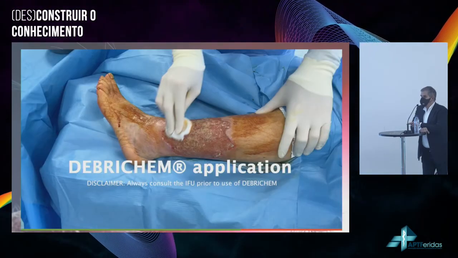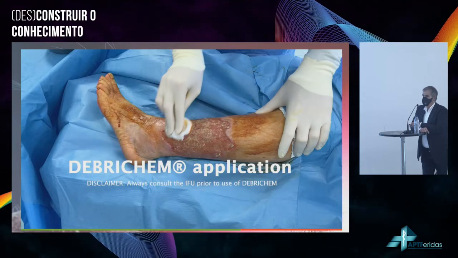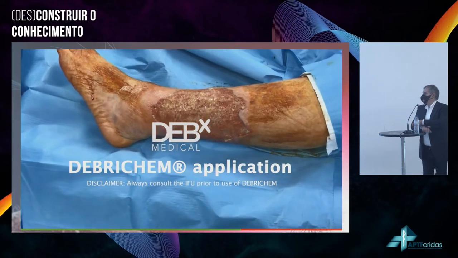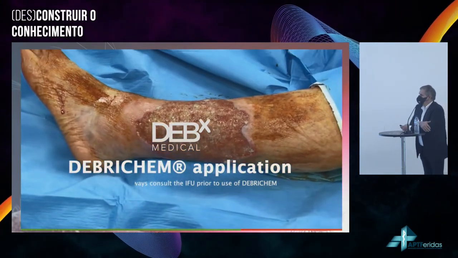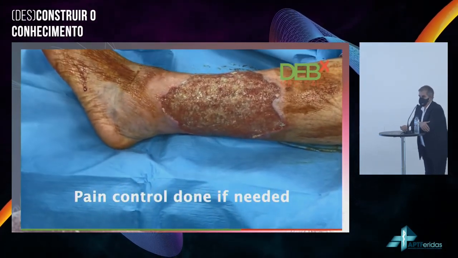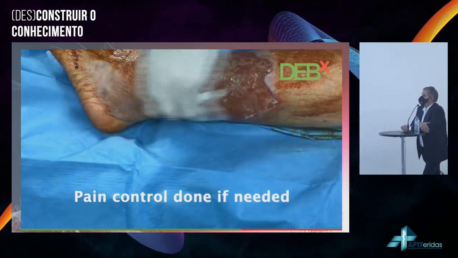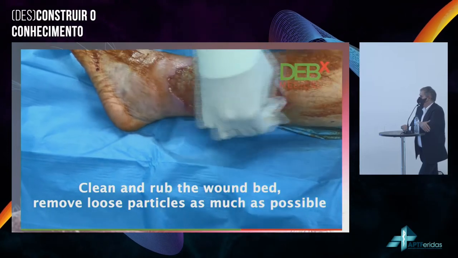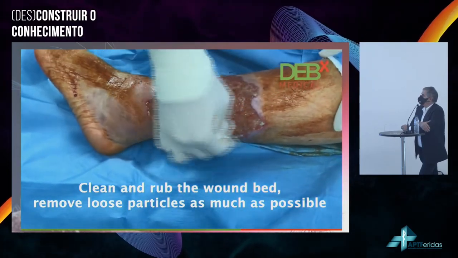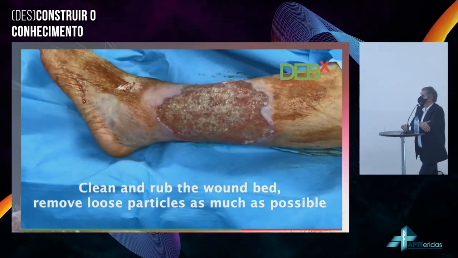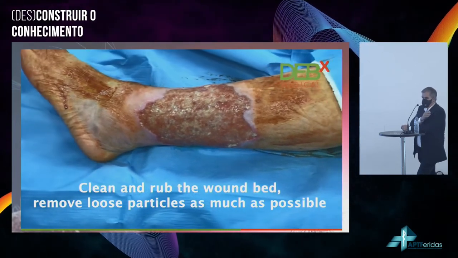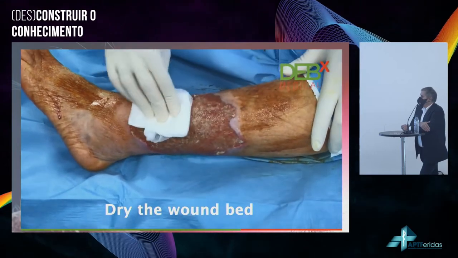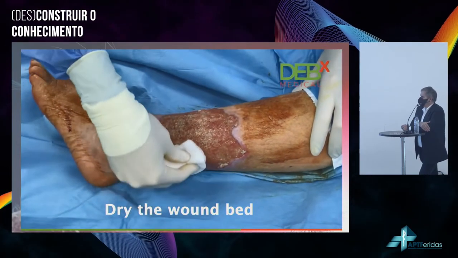That should be a quick video, a live case, so I'll try to let it work. So you have controlled the pain in your patient. You have to see that this method is very similar to surgical debridement. If you use a scalpel, you do the same thing. What we do here is we rub the wound bed with gauze. We try to remove whatever has to be removed. We then dry the wound bed.